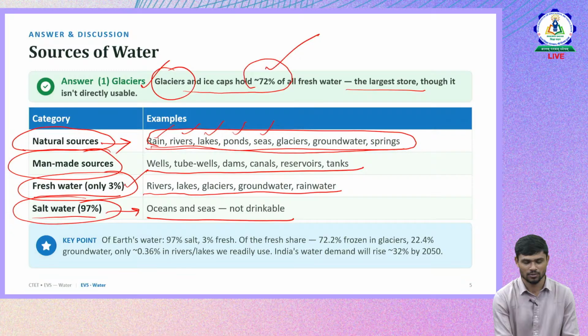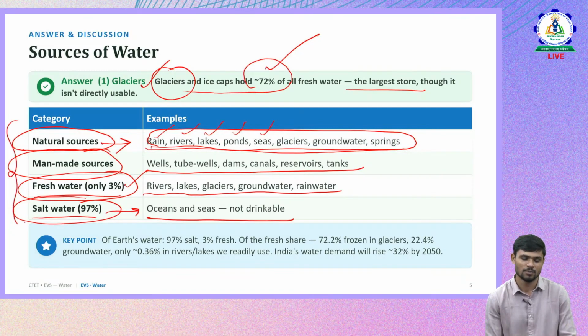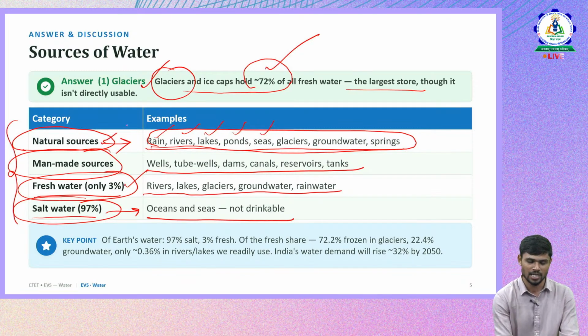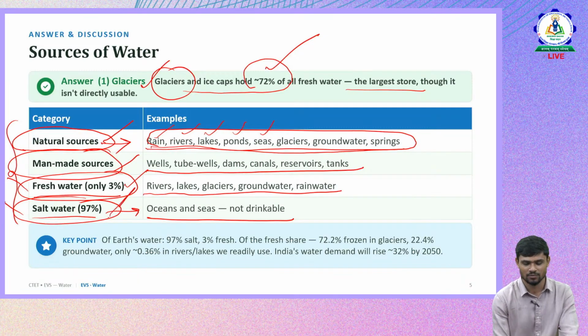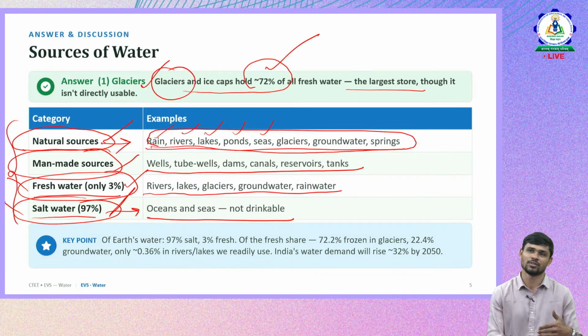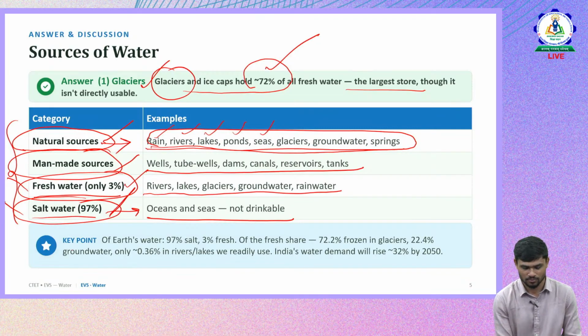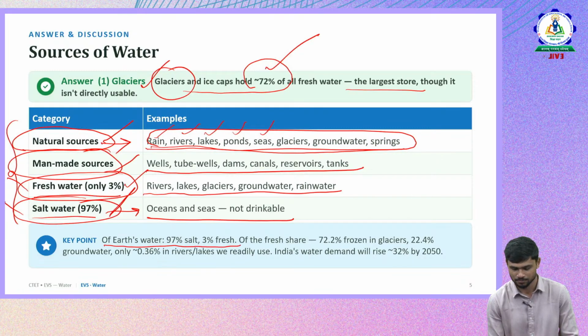So these are a few facts that you should remember for CTET preparation related to the sources of water. There are two types of sources: natural sources and man-made sources. Then there are two types of water: fresh water and salt water. Fresh water is something that we can drink, salt water is something that we cannot drink, and you should know the percentage of each. So these are the details regarding sources of water that you need for answering questions on the topic. The key points given here are 97% and 3% of the fresh water.